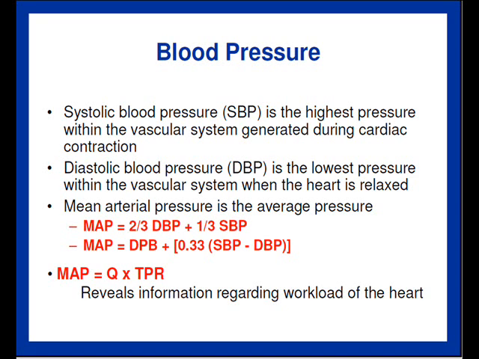Or, mean arterial blood pressure equals cardiac output times total peripheral resistance, TPR. So mean arterial blood pressure is dependent upon the cardiac output and the total peripheral resistance of the body. So of course, if the total peripheral resistance goes up, mean arterial blood pressure is going to go up.